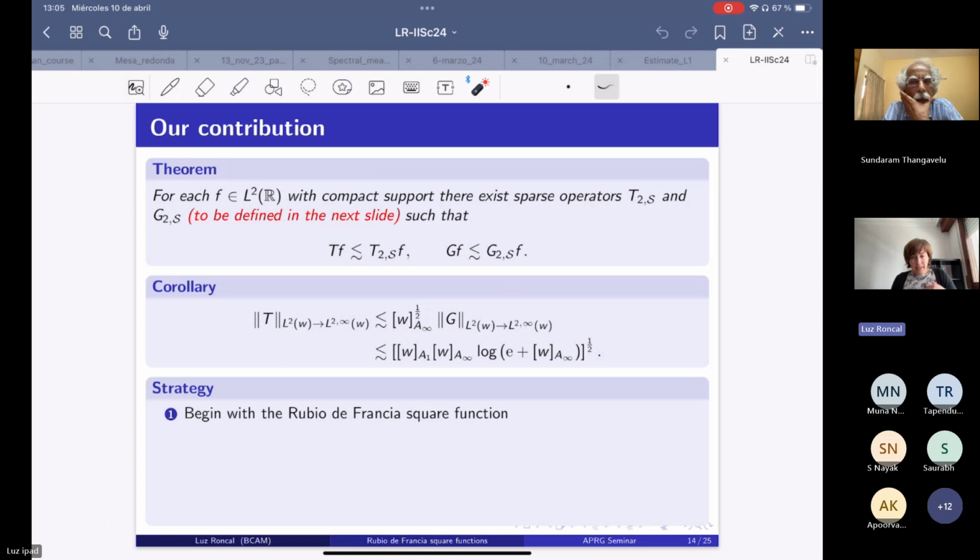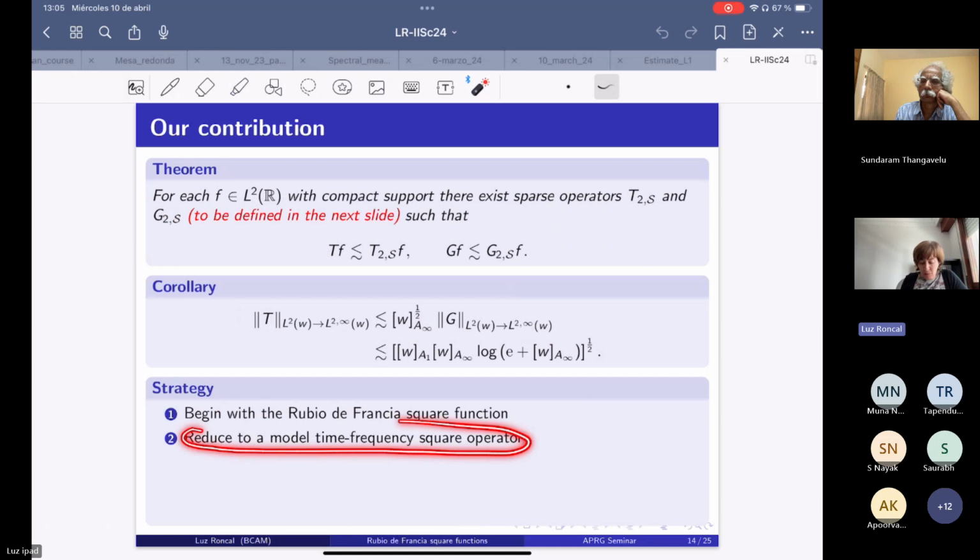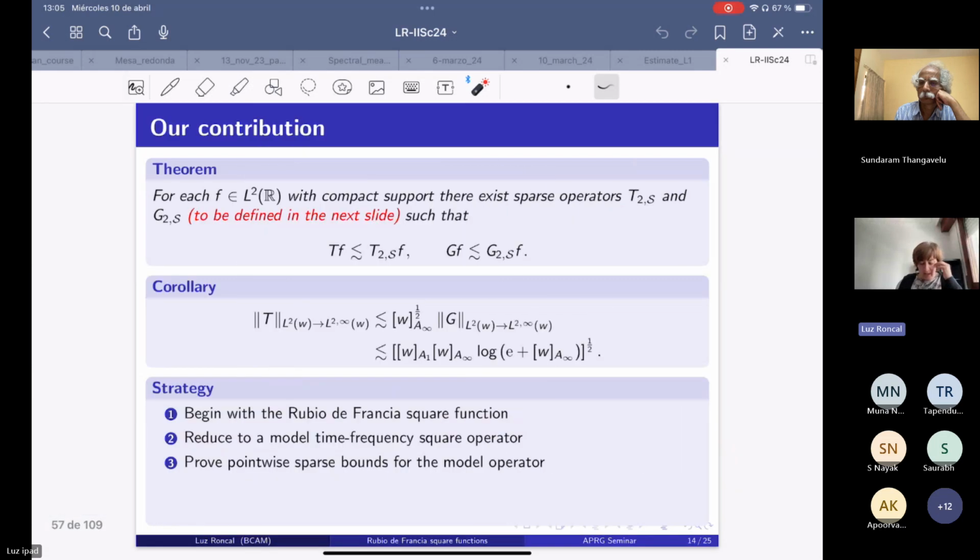So the main strategy will be: how to do this? We will start with the Rubio de Francia square function. We reduce the situation to a time frequency square operator, like Lacy did, or like with Sorov and Rahul we did. Okay, this you will take for granted. Of course, this is part of the proof, but I will not enter into details. And then once you have this model time frequency square operator, you deduce pointwise sparse bounds for that. Okay.